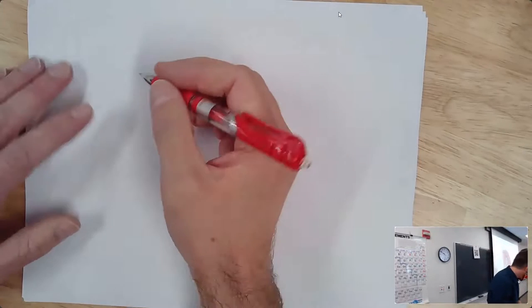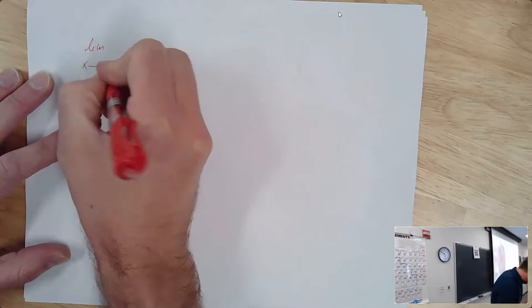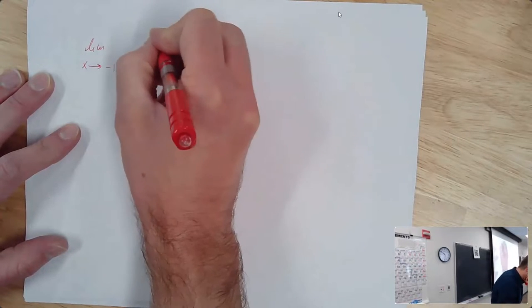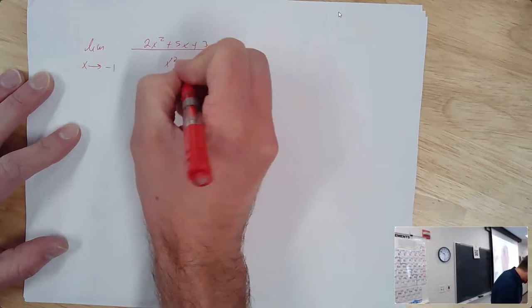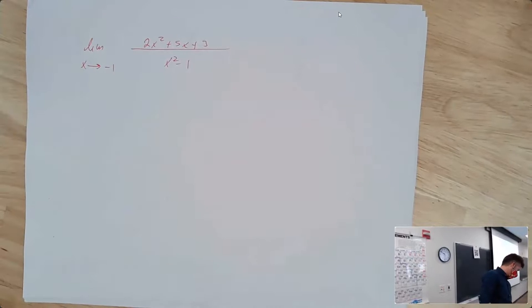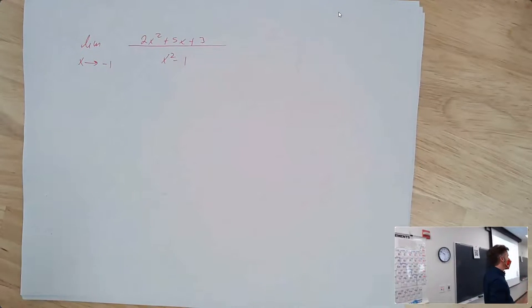So let's talk about limits like that, where instead of getting a 0 over 0, which we often see, we're going to get a non-zero number divided by 0. So let's say we want to look at something like the limit as x approaches negative 1 of 2x squared plus 5x plus 3 divided by x squared minus 1. That is not what I meant to write. That's all right. So sometimes you write the wrong thing.